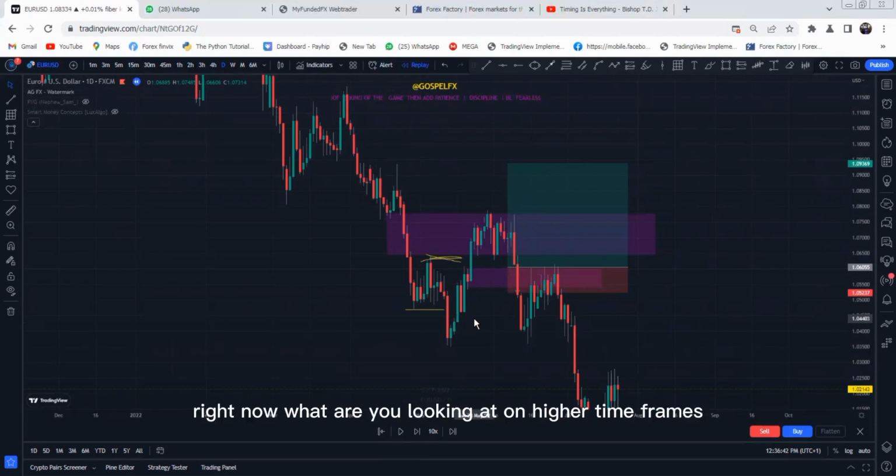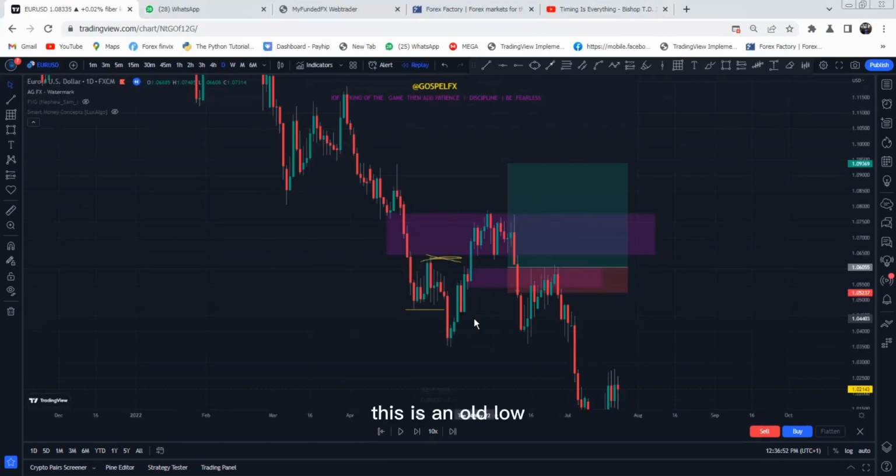Now, what are you looking at on higher time frames? Remember, I said the market books on liquidity, internal to external. So when you are looking at the higher time frame, you're looking like, okay, this is an old low, this is an old high that price is coming for, this is a fair value gap that price is retracing to, this is this and this is that. So when you put all those liquidity concepts together, or all those liquidity pools that are going to draw price, then you will know that, okay, this is what is happening on a higher time frame.